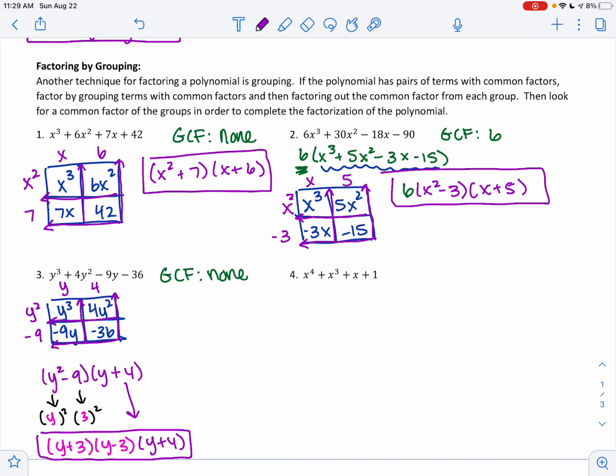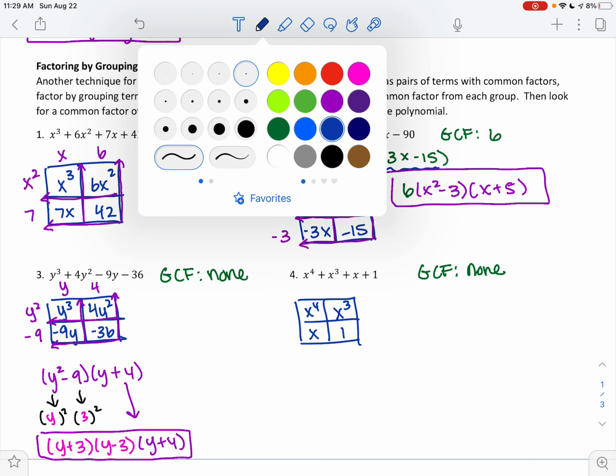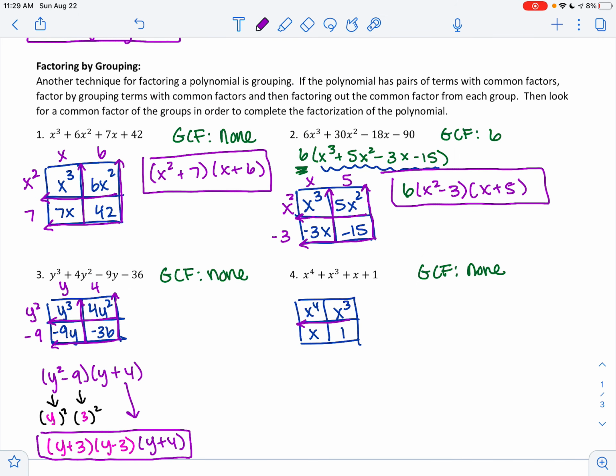Let's try the same thing with example 4. There is no GCF. So I can go straight to the area model. I'm just going to take each one of my 4 terms and put them in each one of those boxes. The greatest common factor of the top row is x cubed. The greatest common factor of the bottom row is 1. The greatest common factor of the left column is x, and the greatest common factor of the right column is 1. So I have x cubed plus 1 times x plus 1.